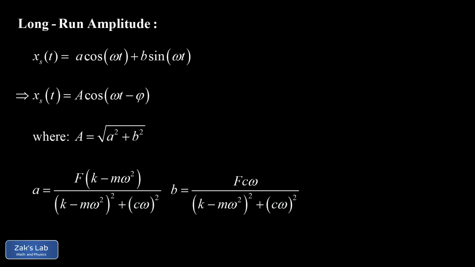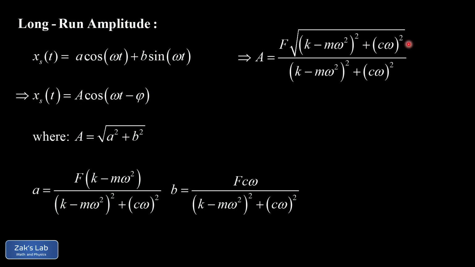So after factoring out all the stuff that's common to a and b, the only thing left inside the square root is this (k minus m omega squared) all squared. That's coming from the a term, plus (c omega) all squared. That came from the b term. Everything else has been factored out. There's the F in the numerator, and then the common denominator.